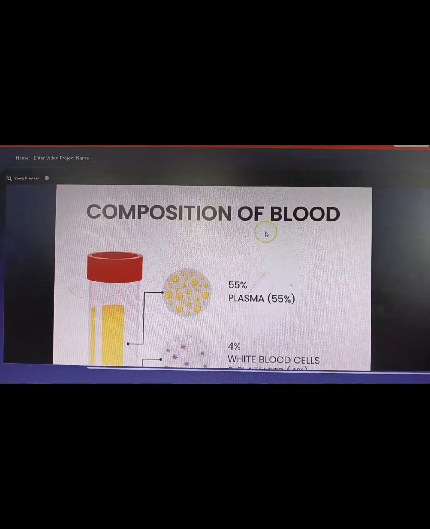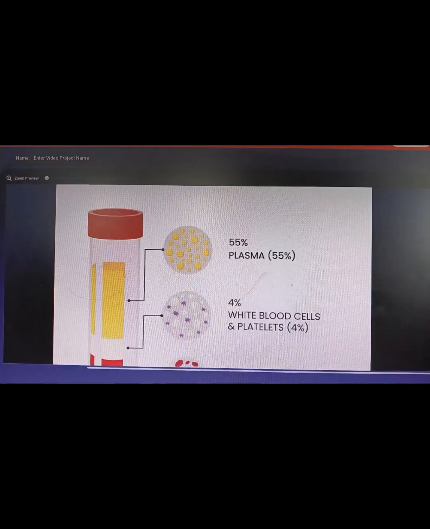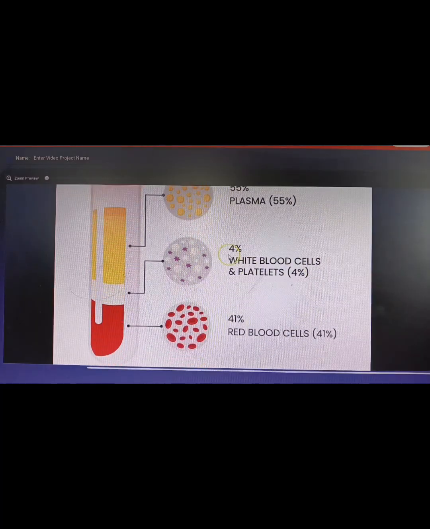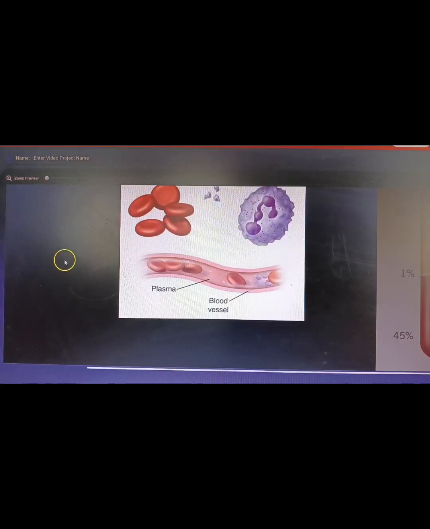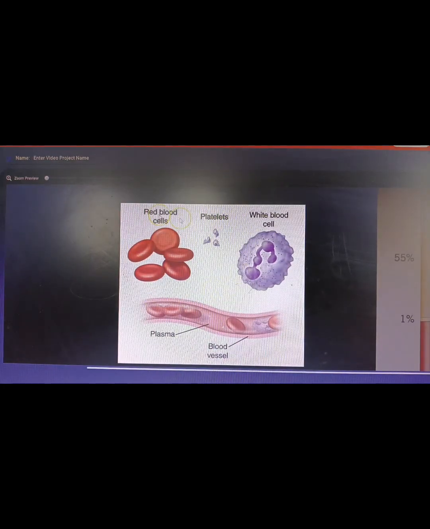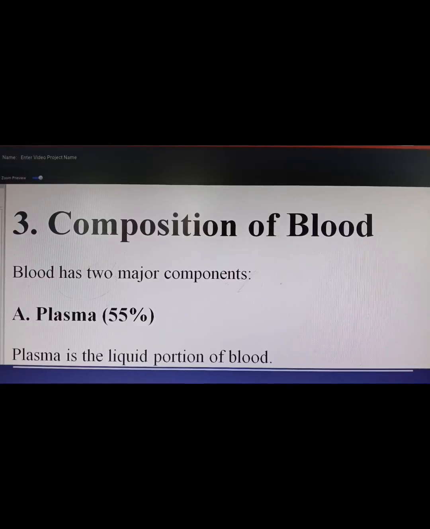Look at this picture. This is the composition of blood. Blood consists of 55% plasma and the remaining 45% consists of formed elements. They are white blood cells, platelets and red blood cells. When we see blood through a microscope, blood cells appear like this: red blood cells like this, platelets and white blood cells. As we discussed, blood has two major components, 55% plasma and 45% formed elements. First we will discuss plasma.